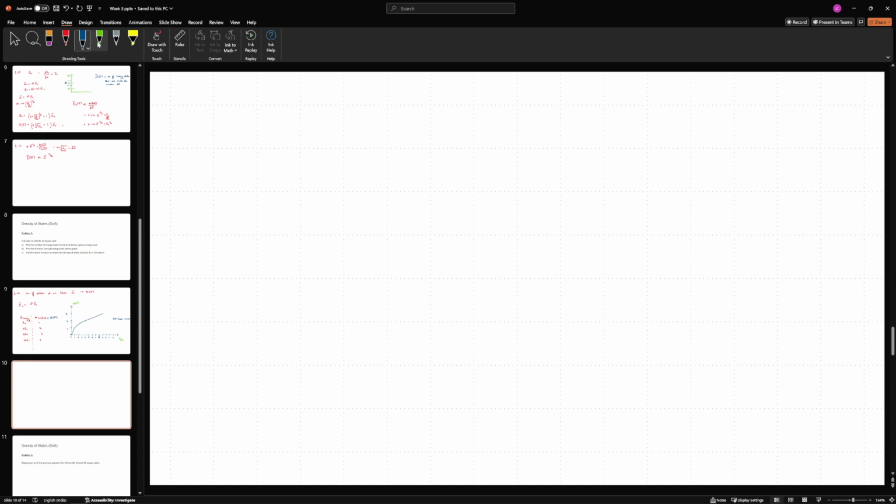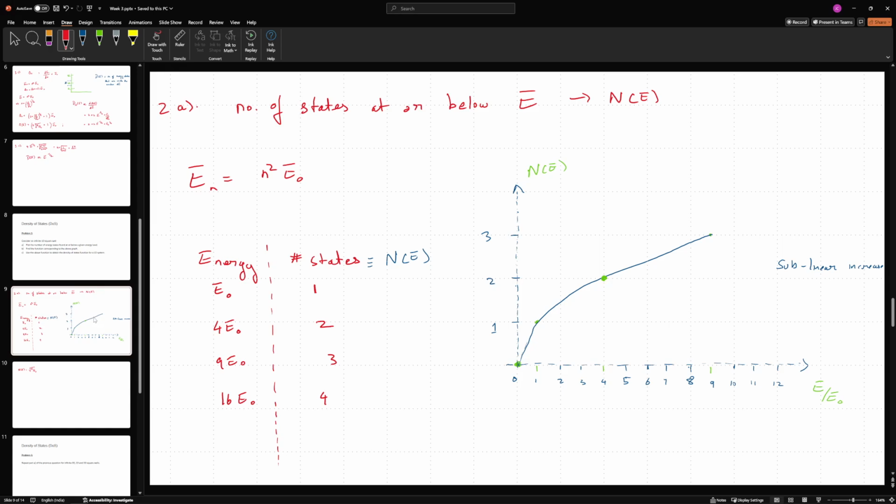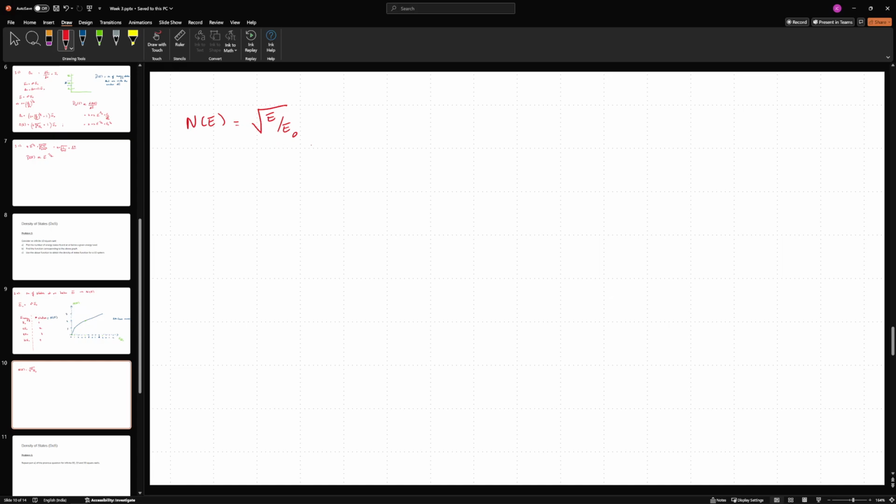Essentially, n of E is square root of E by E naught. I hope that is clear now. n of E is square root of E by E naught.